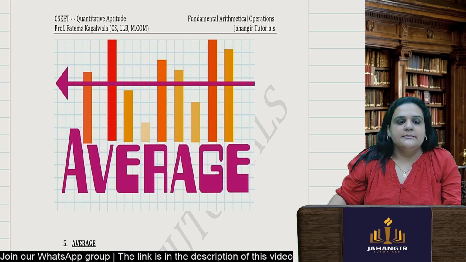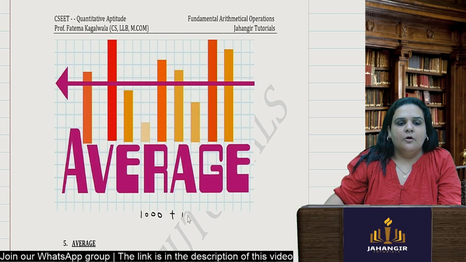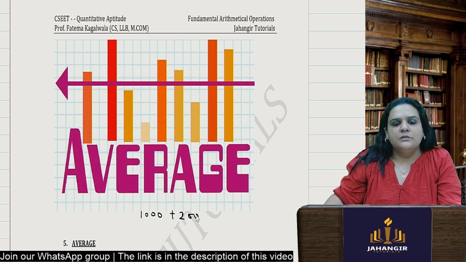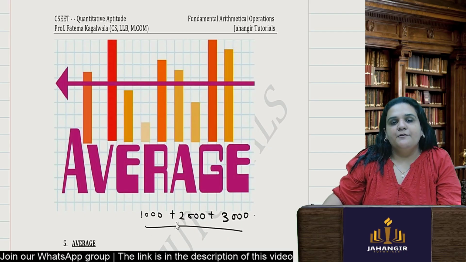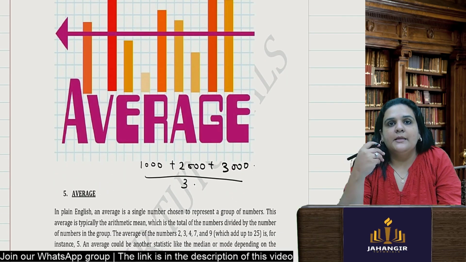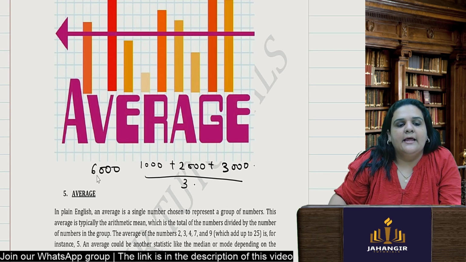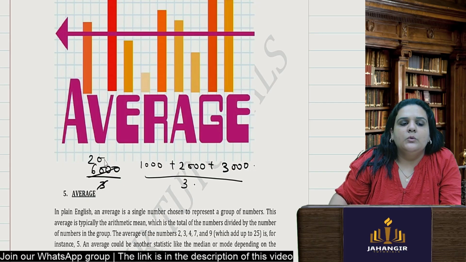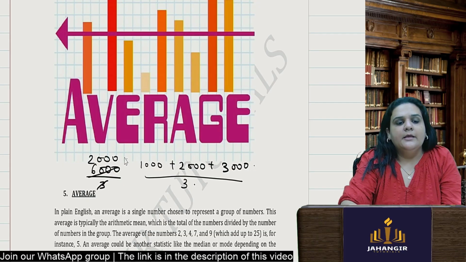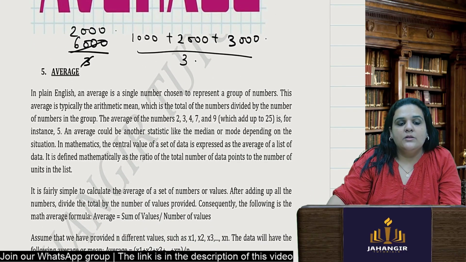Or if I tell you there is a profit of rupees 1000 in 1 year, 2000 in another year and 3000 in another year, what will be the average of the profit? So you will add all and divide by 3, the number of elements to be added. So I can say 6000 divided by 3, on an average I am making a profit of 2000 per year. Okay, so average is a single number basically used to represent the whole set, a group of numbers.